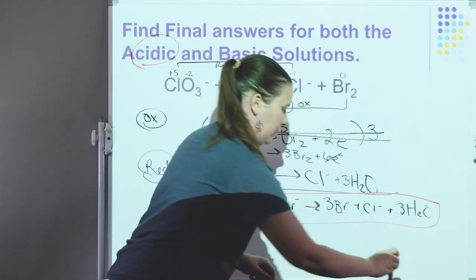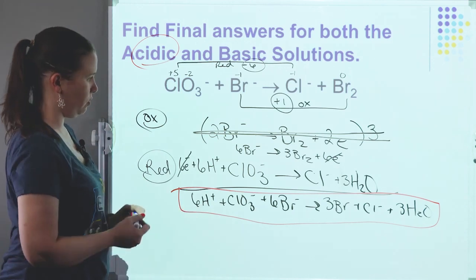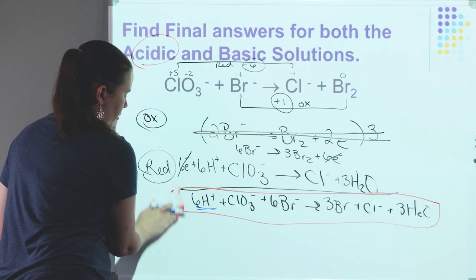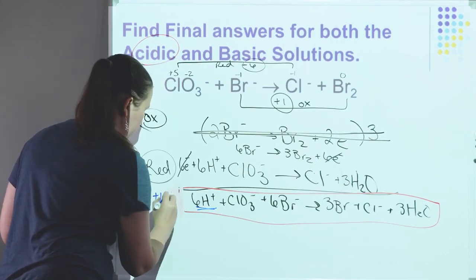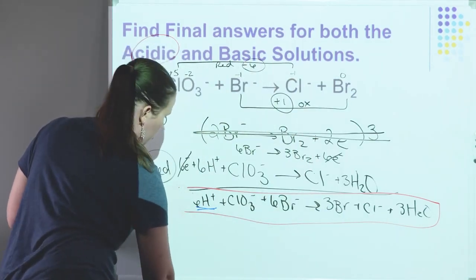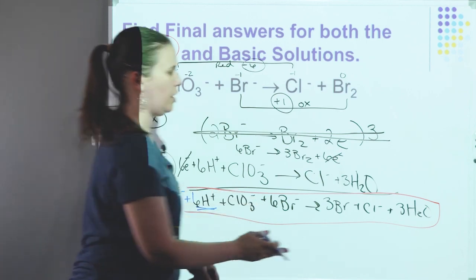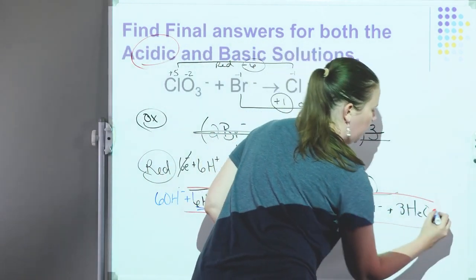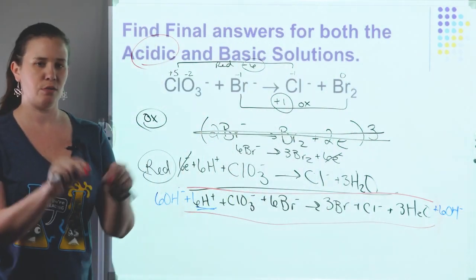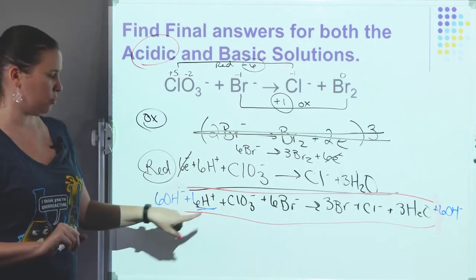Now, to make it basic, I would have to go through all of this stuff anyway. Now, at this point, I would start doing something a little bit different. I want to neutralize 6 hydrogen ions. So I'm going to take 6 hydroxide ions and add them into either side. So that's also going to get added to the product side. When you add hydroxides, you add both sides evenly, and the number is determined by neutralizing the hydrogen.